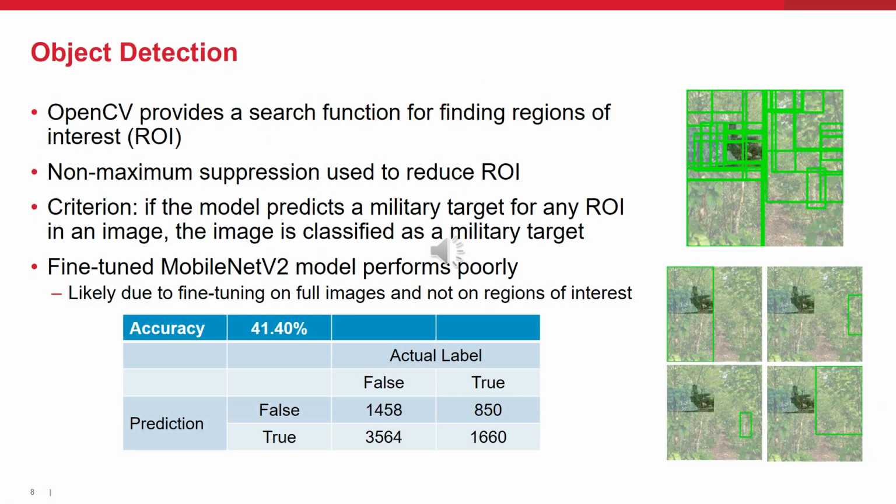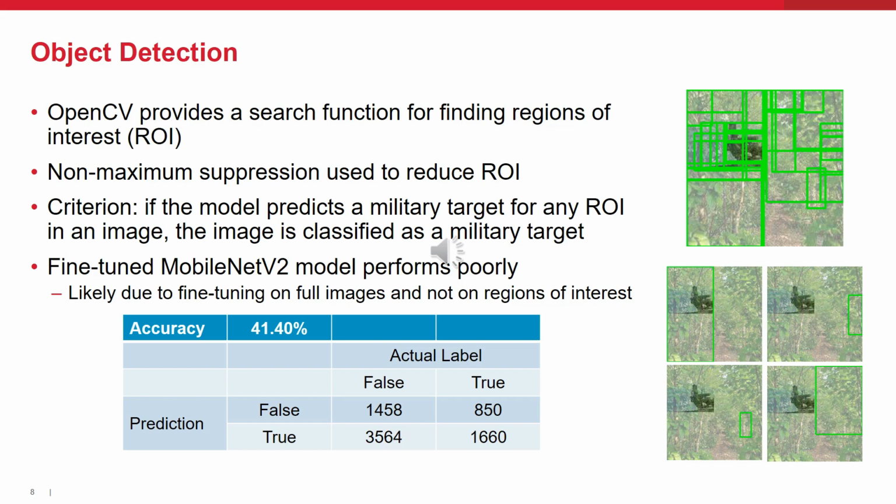In an effort to improve accuracy and reduce the number of false positives, an object detector was developed for finding regions of interest. As you can see on the right, non-maximum suppression was used to reduce the number of regions of interest that the model had to consider. When using regions of interest, if any region includes a military target, as predicted by the model, then the image is considered to have a military target. Only if all regions of interest are predicted to not have a military target can the image be considered to be a civilian non-target.